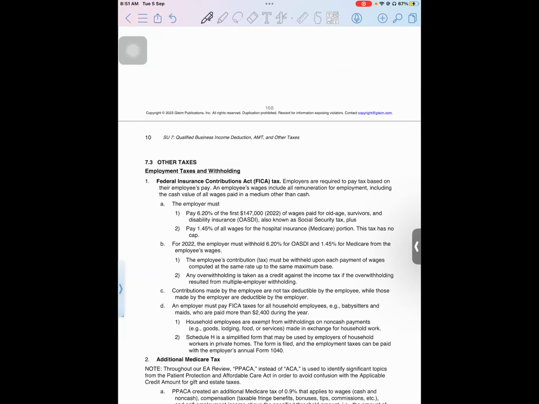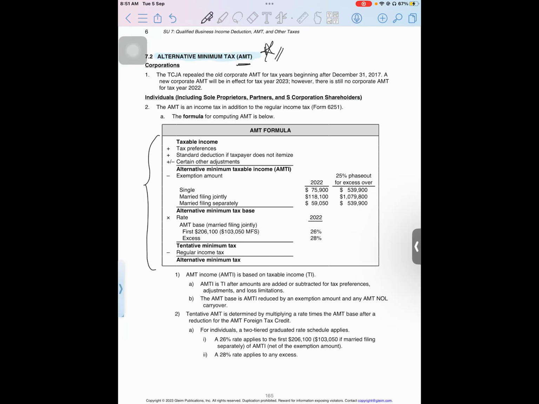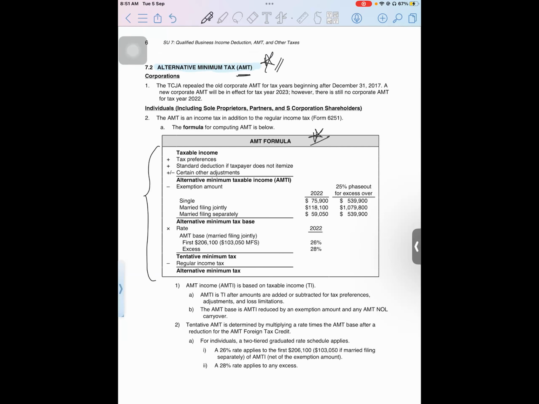So AMT is simple. You have to remember this formula. Just like in India, we have MAT, and AMT is there. In India also we have a calculation where some items are treated differently for tax, just like in C corporation and S corporation we have M-1, M-2 adjustments. Just like that, there is a calculation for AMT, alternate minimum tax.